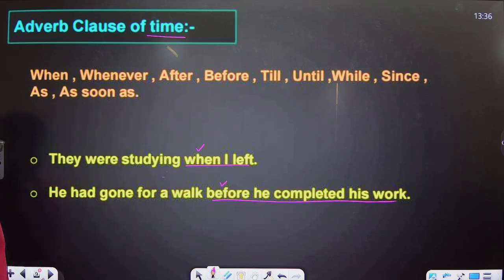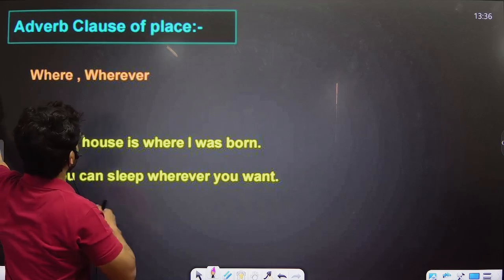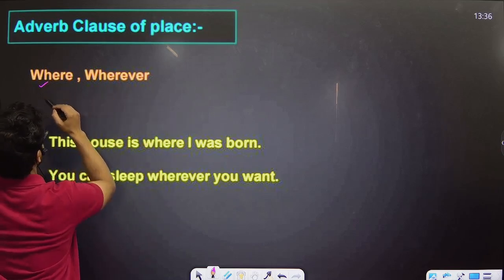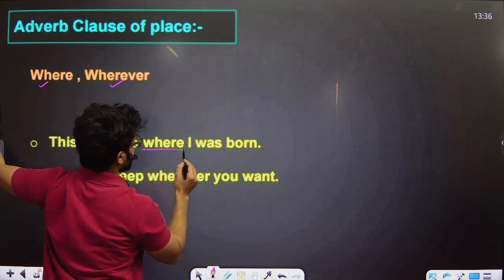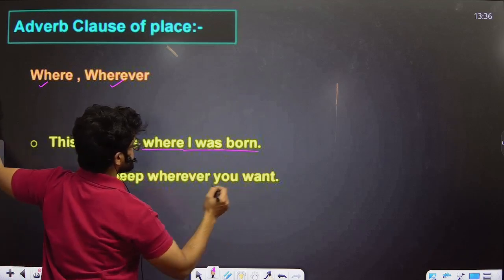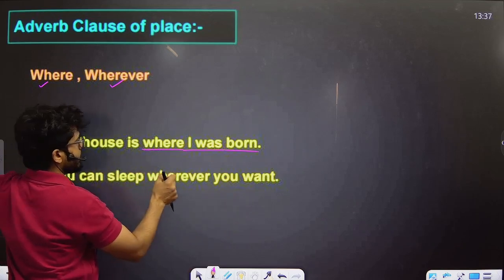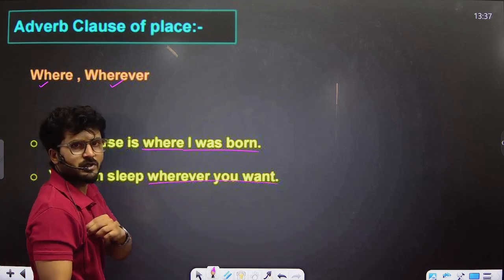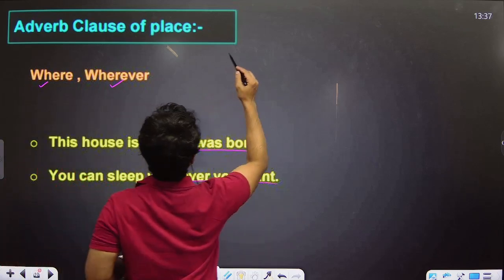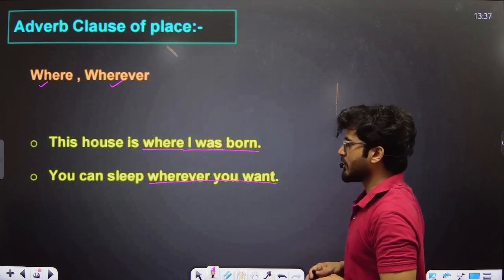Similarly, we have adverb clause of place. In the case of adverb clause of place, they will tell you about where, wherever. Like, this house is where I was born. You can sleep wherever you want. In that case, they talk about the place. Got it? They talk about the place.